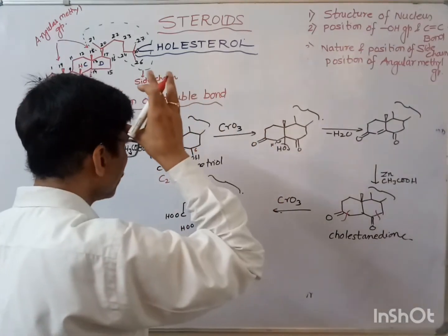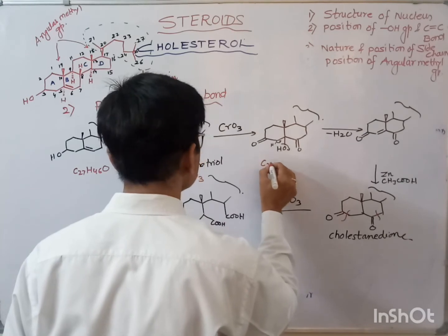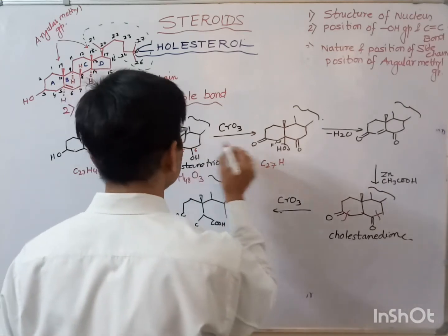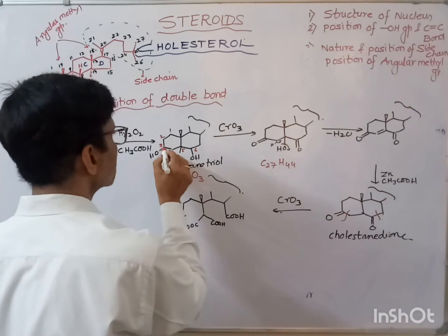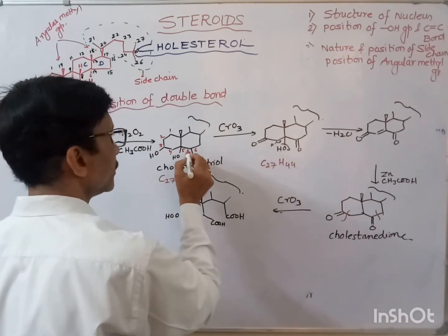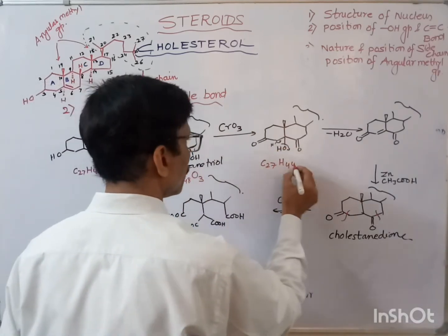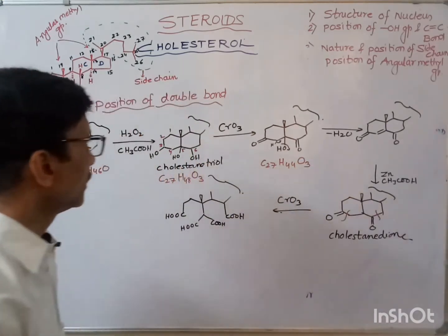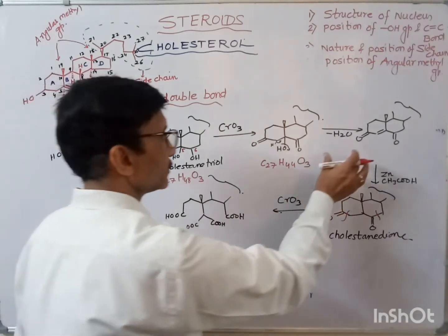Now further, this becomes C27. 2 hydrogens are removed from here, and we are getting the keto group. 2 hydrogens are removed from here, and we are getting the keto group. So 4 hydrogens are reduced, and this is C27H44O3.